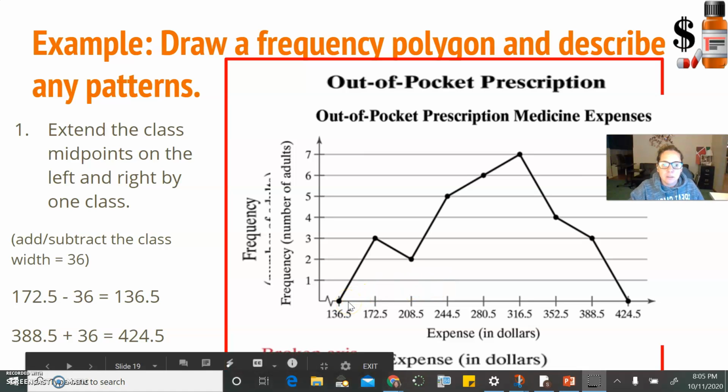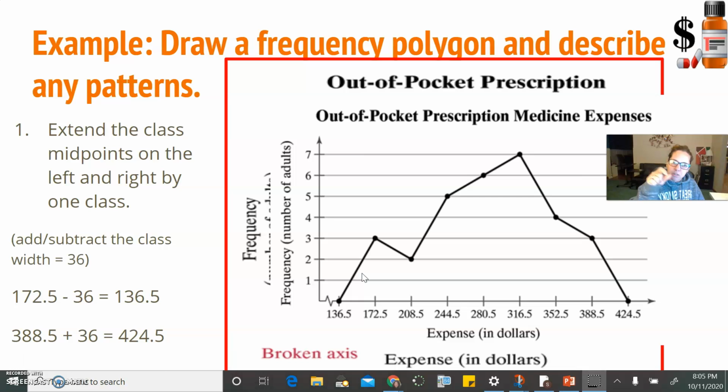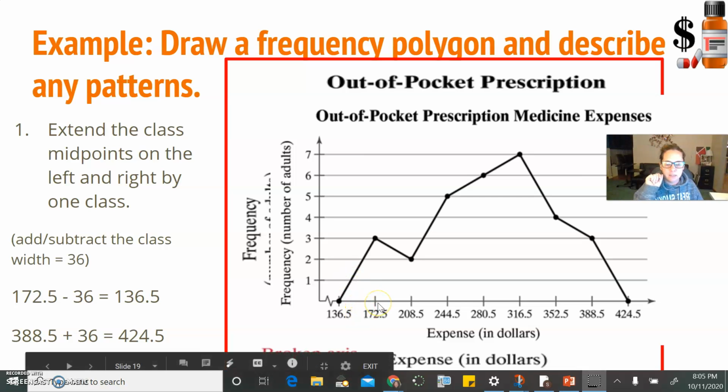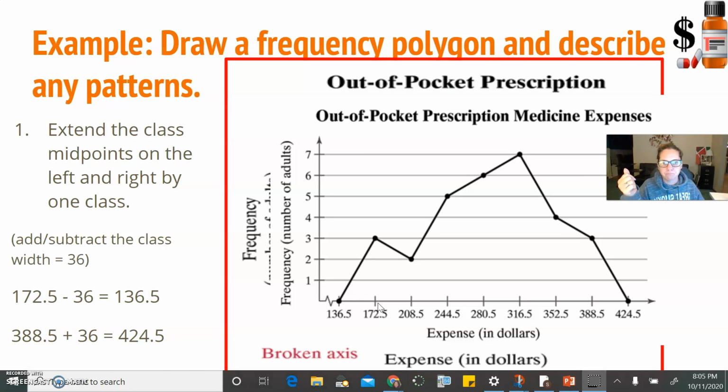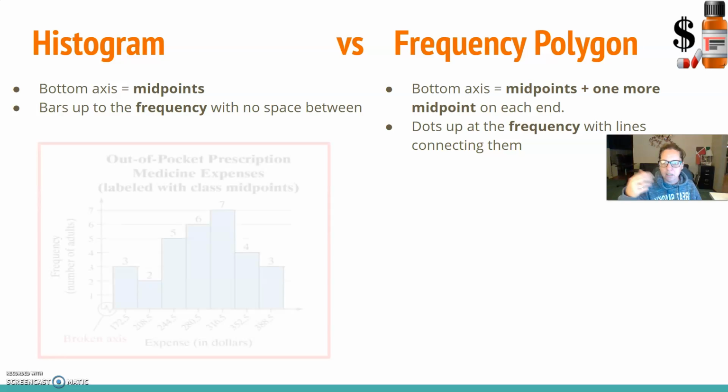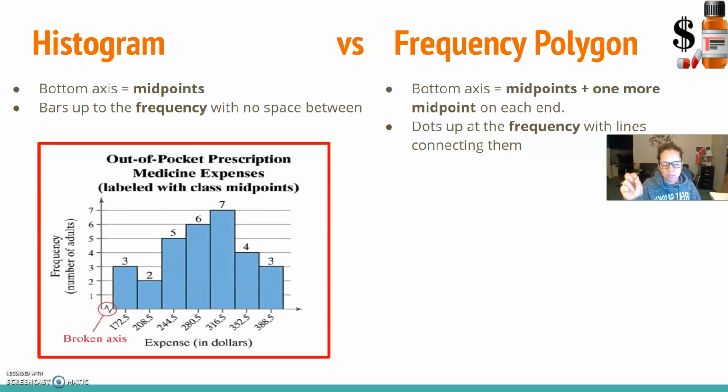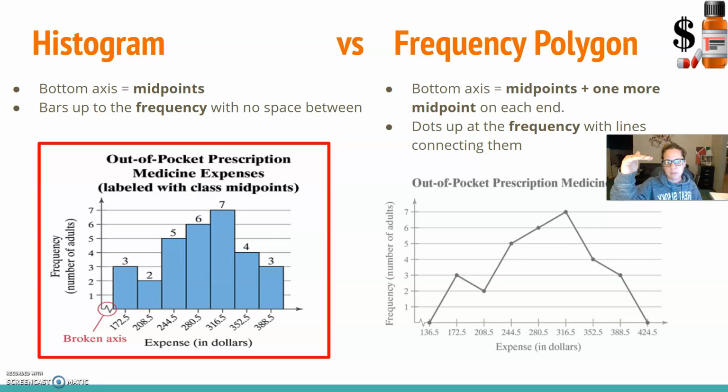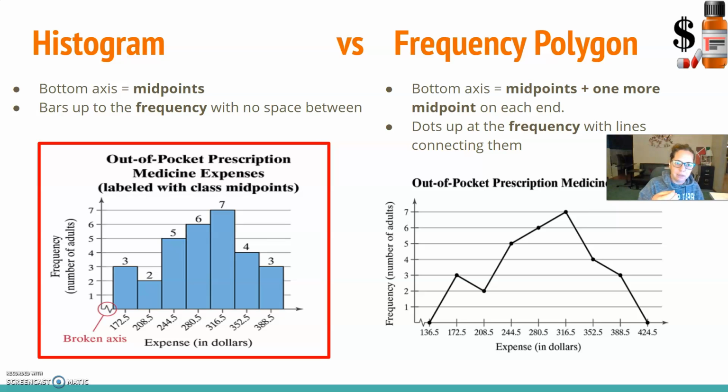So it looks the same, except instead of bars, we've got those dots. And let's actually go ahead and compare the two. Let me put those side by side for you. On the histogram, we have bars, no space between them, and the bottom is the midpoints and goes up to the frequency. On the frequency polygon, the bottom axis is still about the midpoints, but you add an extra one on either end. And the dots go up to the frequency, and instead of a bar at those dots, you then just connect lines. You do connect the dots.